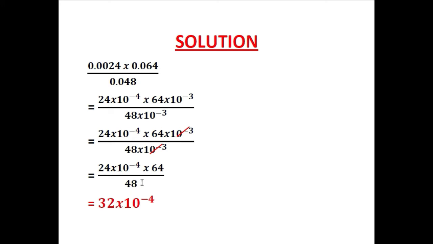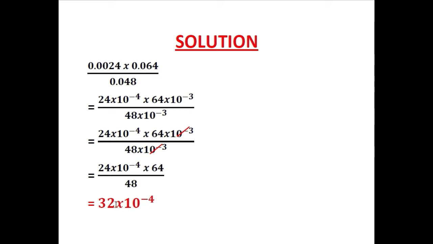Once we are left with this, what do we do? We can just divide the whole numbers. So 24 in 48, that will give us 2. Then 2 in 2, that is 1. 2 in 64, that is 32. So we are left with 32 times 10 raised to the power minus 4.